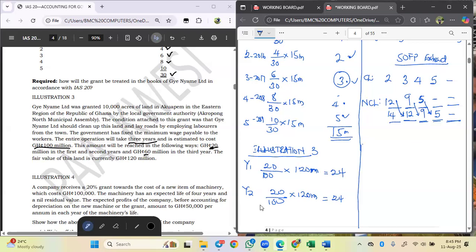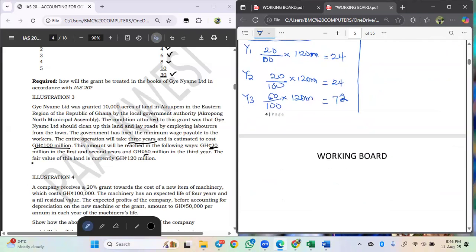Then year 3, it will be 60 million over 100 million times 120, the value of the land. So here, the value of the grant was 15. That's why I multiply by 15. The cost incurred in year 4 is 8. Total cost was 30. So it's the same thing here.